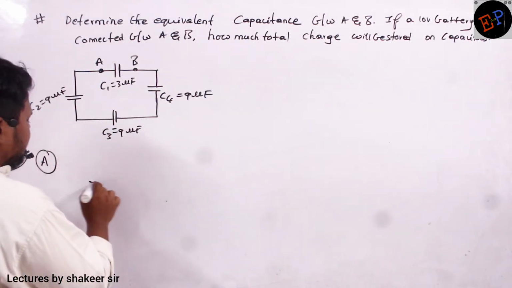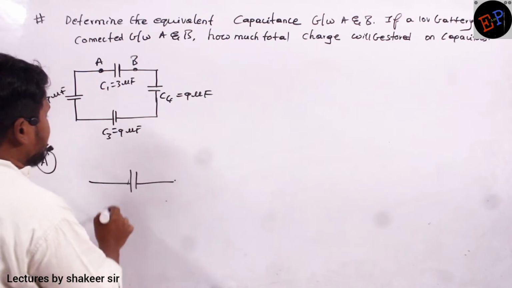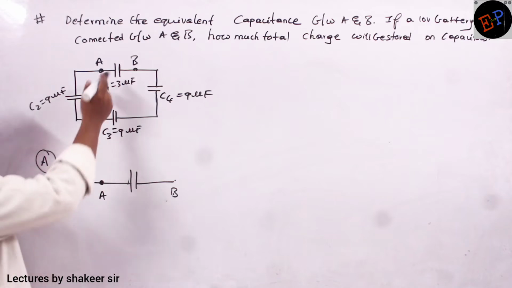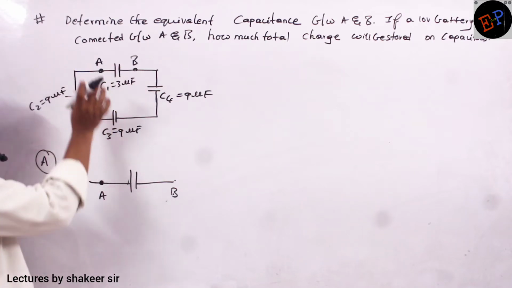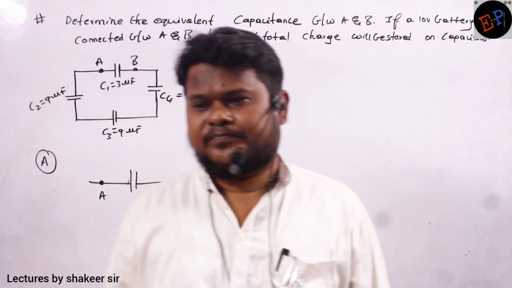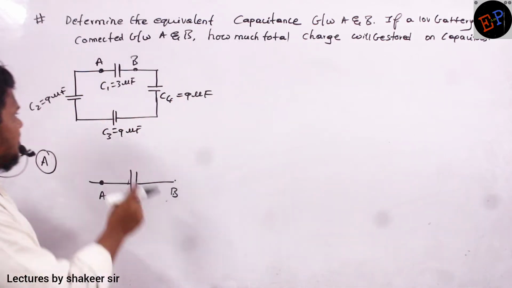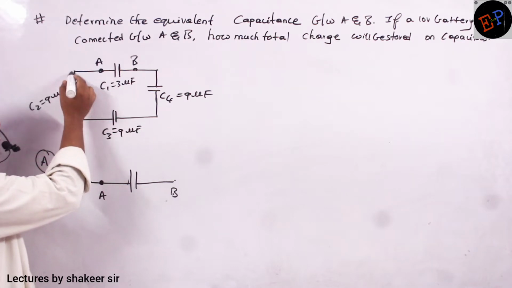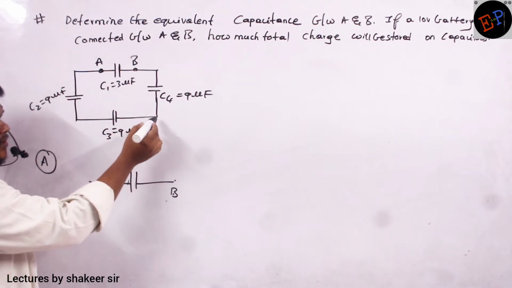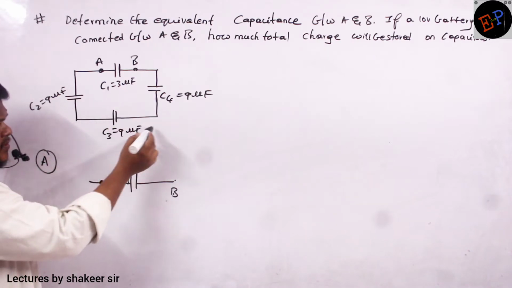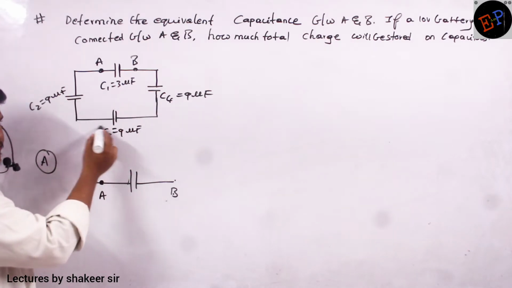Now see here, if these are the terminals, point A and point B, it means if I connect a battery between them, that is what terminals mean. If I connect a battery between them and charge flows in this direction, that charge will travel in series through these three capacitors. It means that these three capacitors are definitely in series connection.